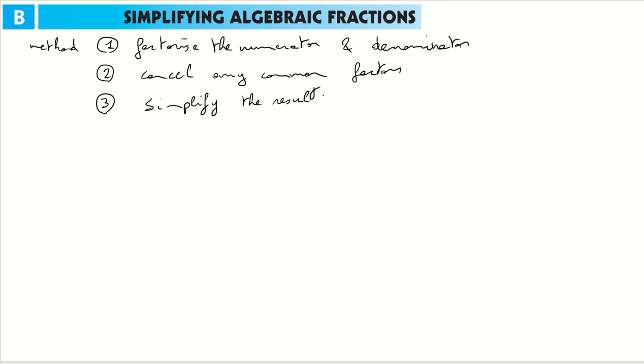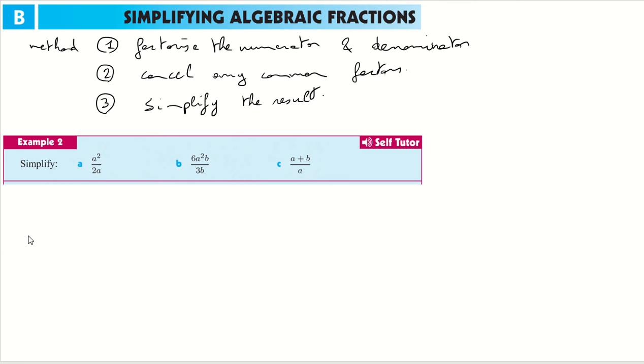Okay, let's do example 2. We have to simplify the expressions here. The first one is a squared over 2a. Well, I have an a in the numerator and an a in the denominator. They cancel out. So to the power of 2 and the a here, and that becomes a over 2. And then b, I have 6a squared b over 3b. 6 over 3, that is a 2. And we have b over b, to cancel out. So we get 2a squared.